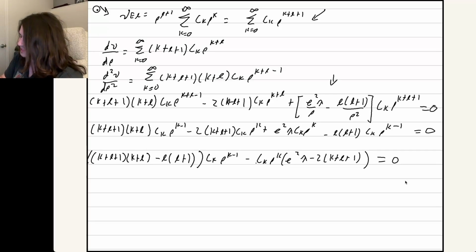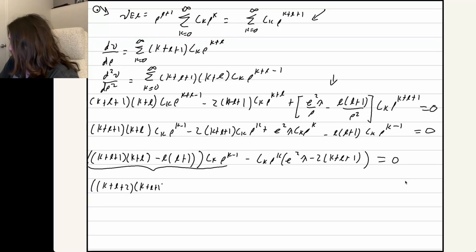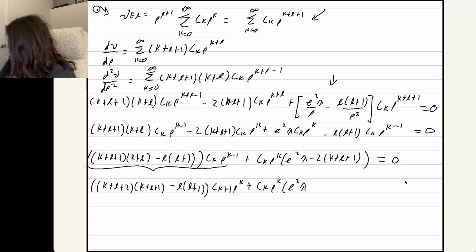So what I'm going to do is I'm just going to take this left term and add a 1 whenever I see a k. So that will fix the equation. So we'll have k plus L plus 2 times k plus L plus 1 minus L times L plus 1. We have c k plus 1. We have rho to the k minus ck. And then on the right hand side, I'm just going to keep everything the same. And it should be plus minus 2 times k plus L plus 1.